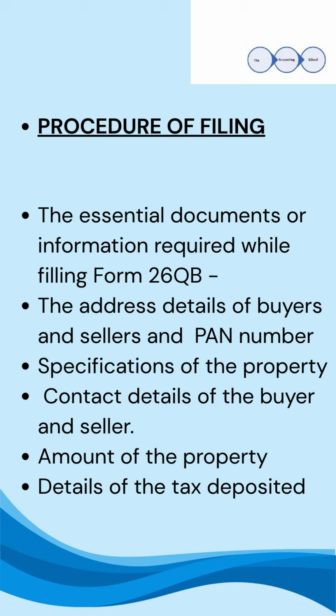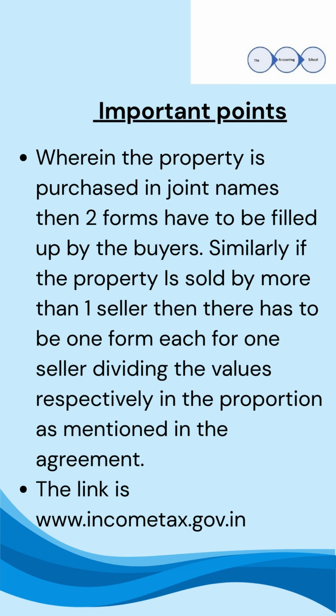There are two conditions. One is the land should not be agricultural land and the purchase price should be above 50 lakhs. So even if the property is purchased jointly, if the total value of the property is above 50 lakhs, this form has to be filled up within the prescribed time. And the essential documents would be address of buyer, seller, their PAN numbers, specification of the property, contact details, and of course the amount to be deposited at that time.